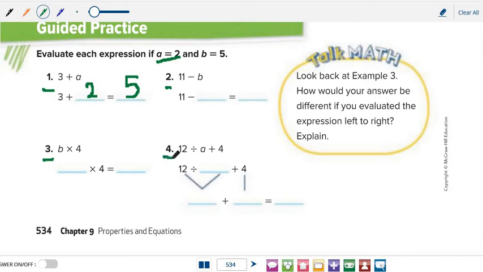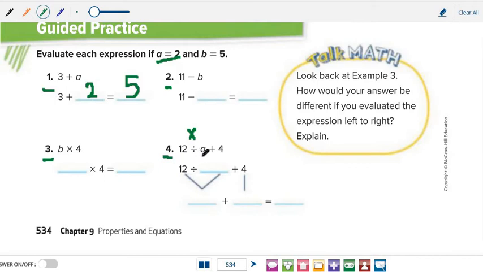Let's solve equation number 4. 12 divided by a plus 4. When we have division or multiplication, we have to start with them. We cannot add before multiply or divide.